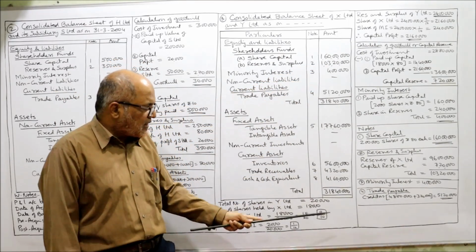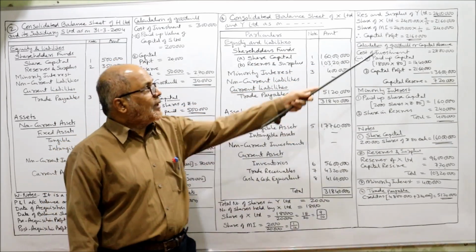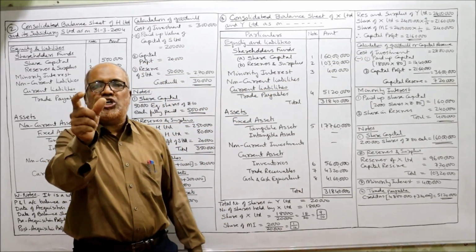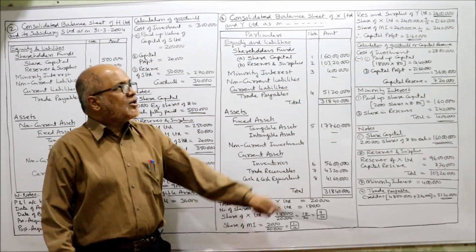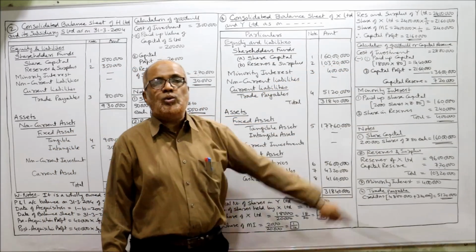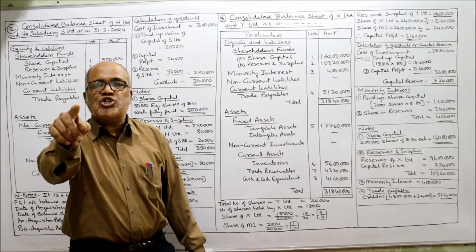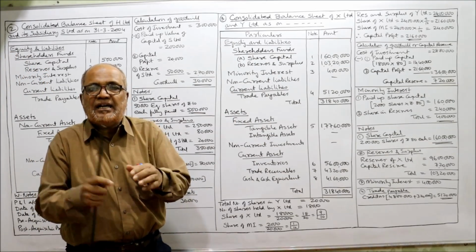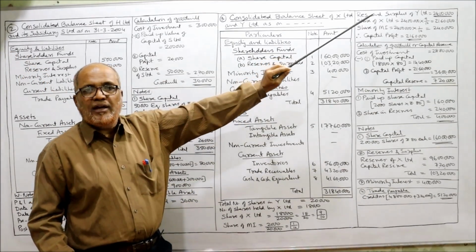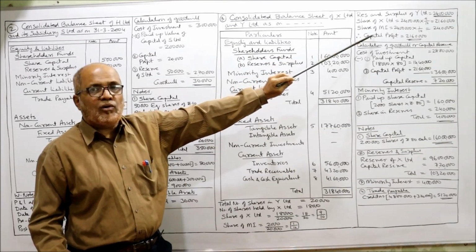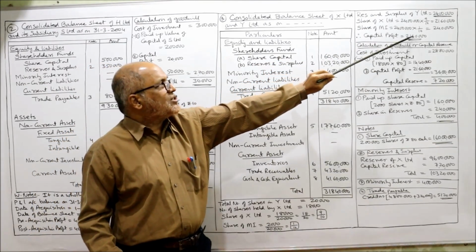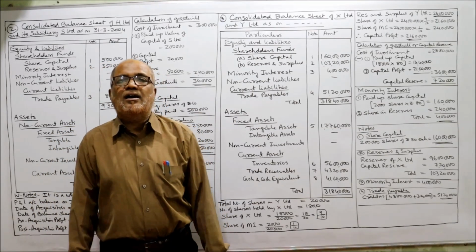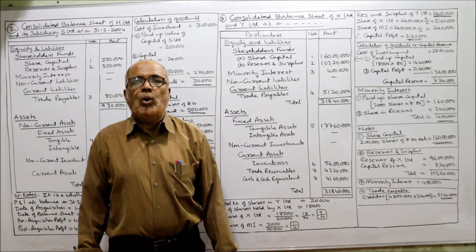तो share of X कितना है 9 by 10. तो 24 lakh into 9 by 10, 21 lakh 60,000 is the share of X Limited. And 24 lakh into 1 by 10, 2 lakh 40,000 is the share of minority interest. So we have bifurcated the total reserves into share of X Limited and minority interest. The capital profit is 21 lakh 60,000. This will be considered for calculating goodwill.